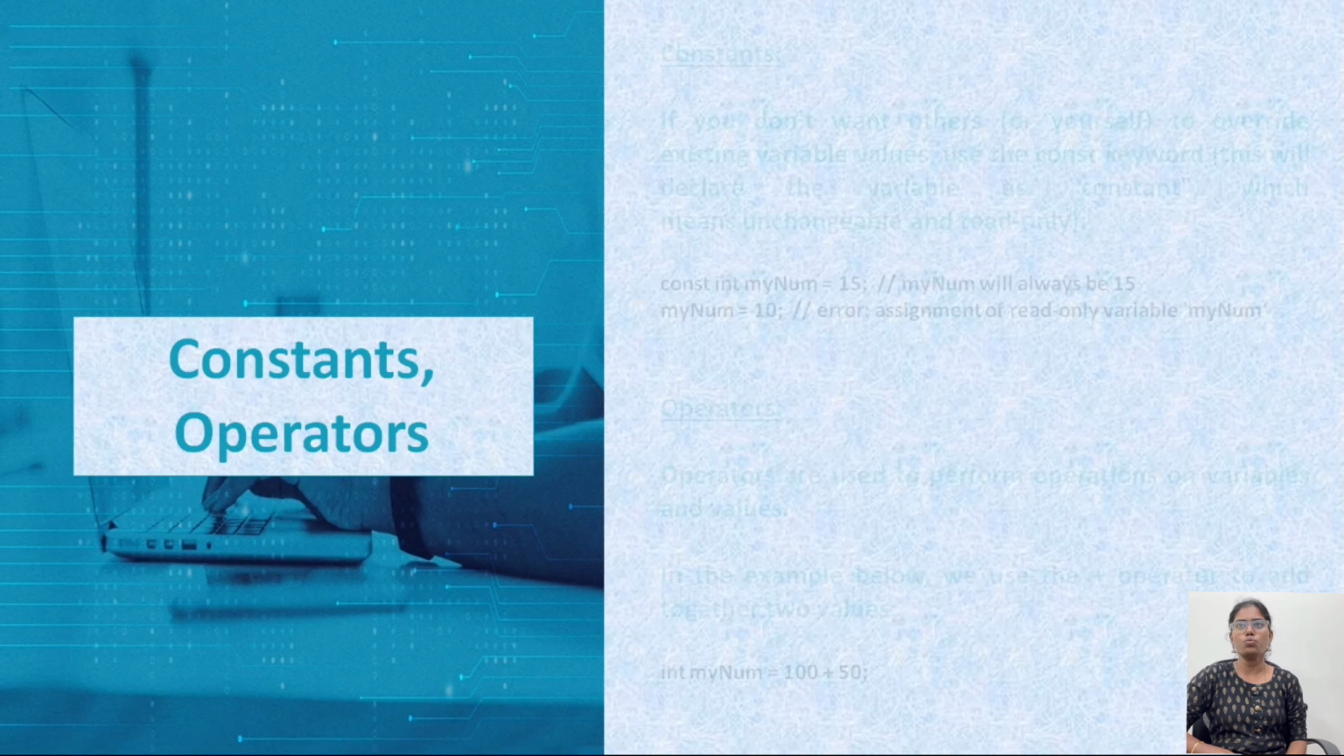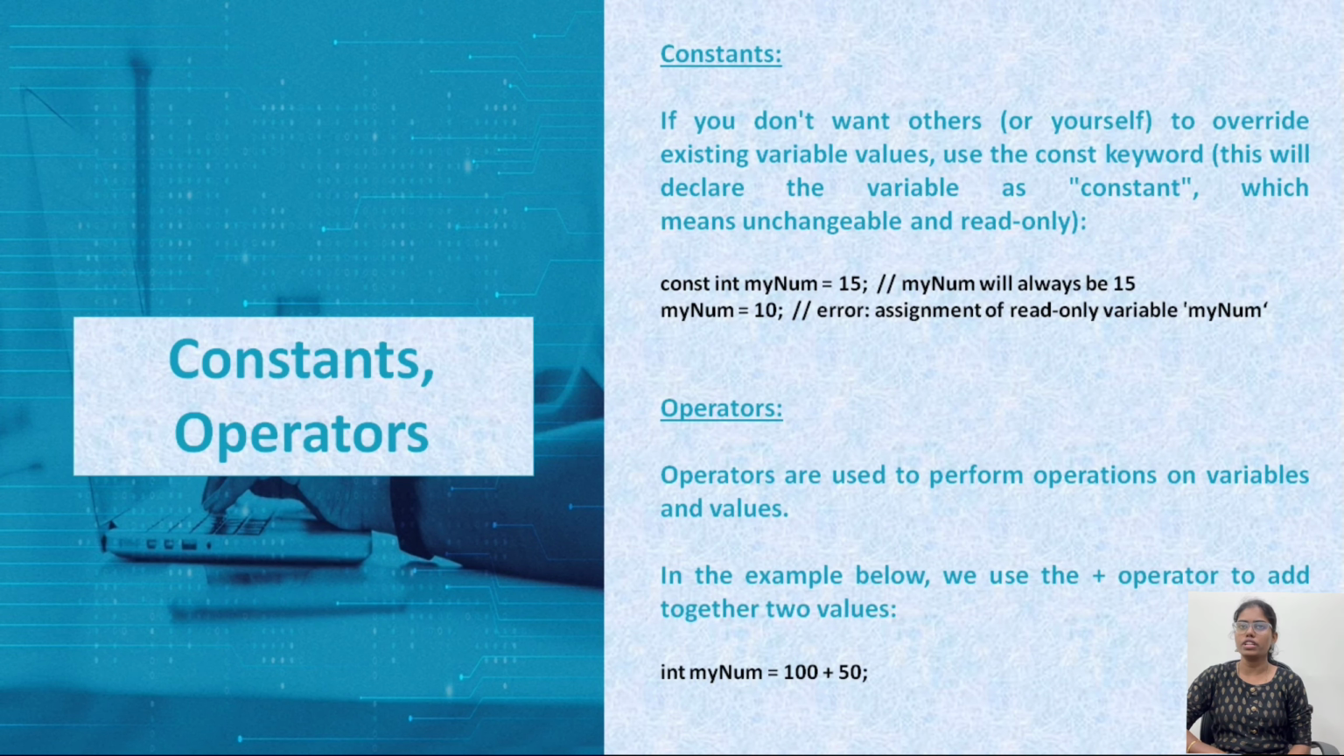Constants. If you don't want others or yourself to override existing variable values, use the const keyword. This will declare the variable as constant, which means unchangeable and read-only. Operators. Operators are used to perform operations on variables and values.